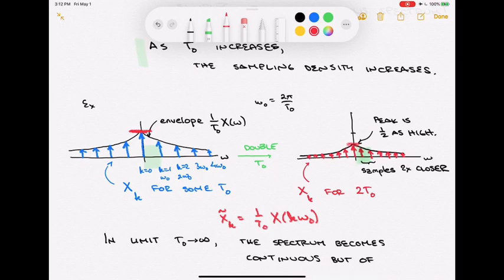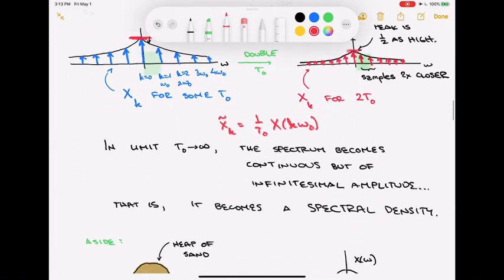Now, if I doubled the period again, what would I get? I'd get twice as many samples from the one I see on the right. And I could keep doing that and doing that and doing that. And what you would see is you'd keep getting more and more samples filled in until, in the limit as you go out to infinity, it smears into just a continuous line. In the limit, as t naught goes off to infinity, right?